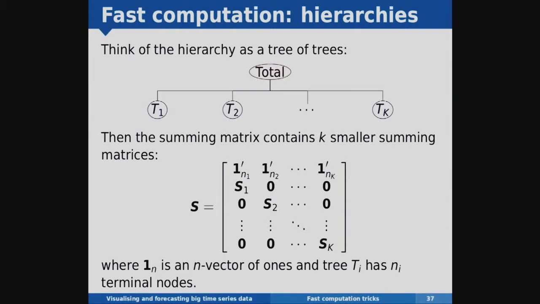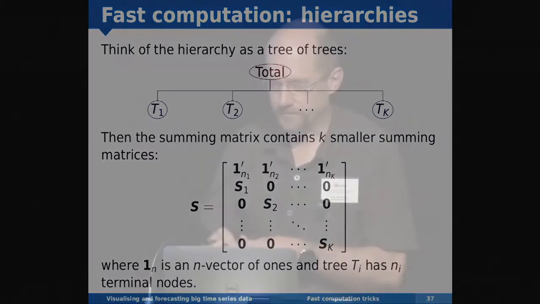So if I call each of those k trees has a summing matrix, then these are block diagonals here. And then the first row was just ones, but underneath that has this structure, and each of these will also have that structure, and so on, down to as much as you wish to disaggregate.